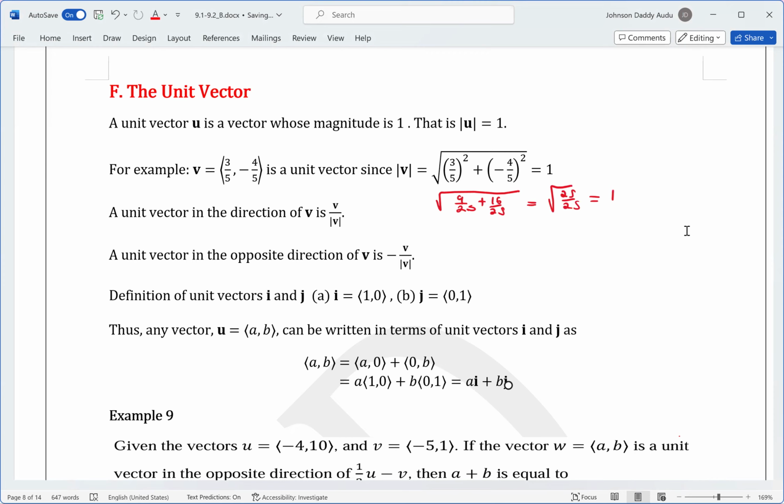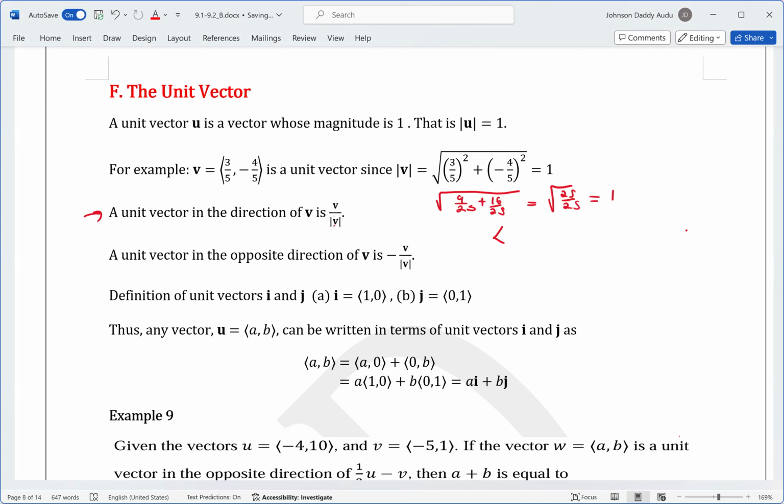All right, now we have something here which is called a unit vector in the direction of a vector. The unit vector in the direction of a vector v is given by the vector v itself divided by its magnitude. So it means that if you have a vector that is not a unit vector, all you need to do to make it a unit vector is to divide by the magnitude.